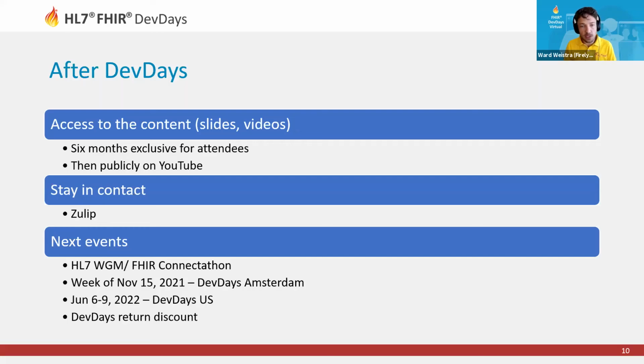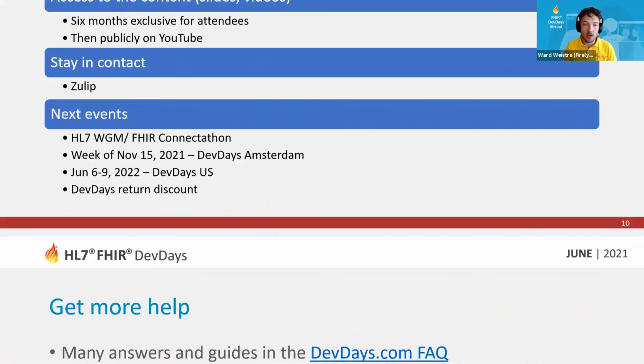As I mentioned before, DevDays, we organize this twice a year. So you're currently at the US event. And then in November, we're organizing the more global event, which is DevDays Amsterdam. So this will be the week of November 15. And then next year, the same DevDays US will be June 6 to 9. So you can book this in your agenda already, because also there will be a return discount for people who have attended previous DevDays.